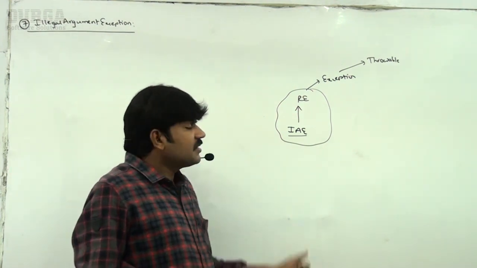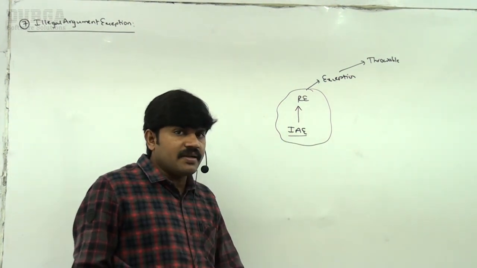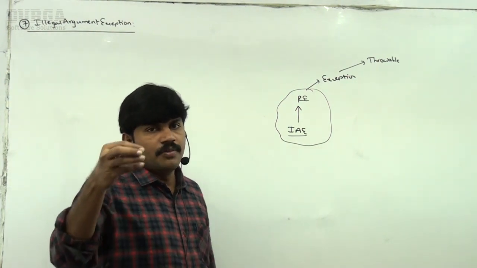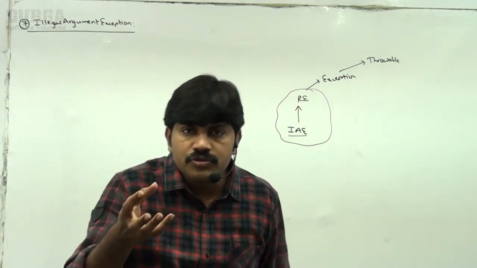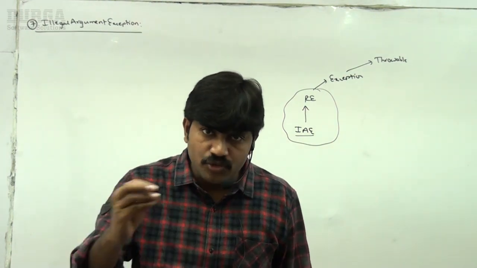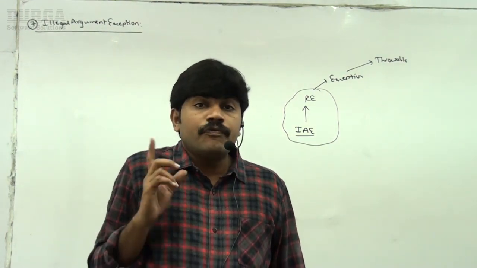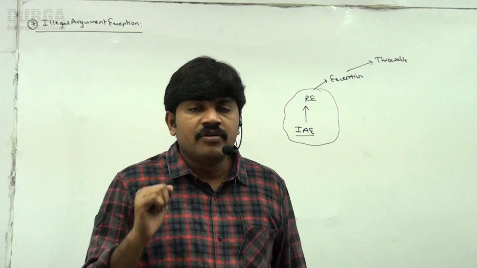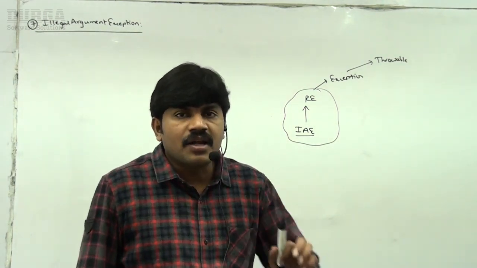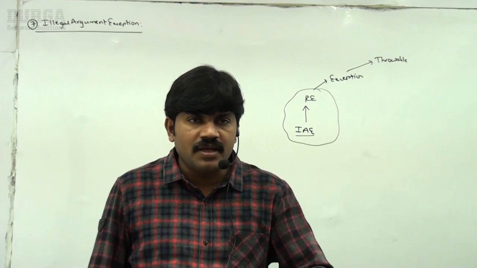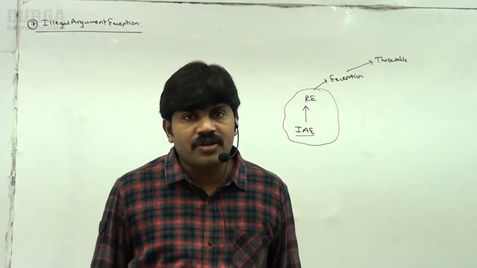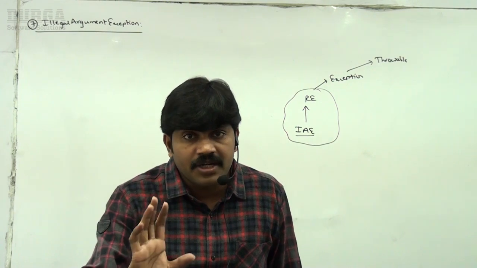First thing, sir, when will we get illegal argument exception? Very simple, sir. Illegal argument. Usually we are passing arguments to methods and constructors. If we are invoking a method with an illegal argument, then we will get illegal argument exception. The name itself indicates we are calling a method with an illegal argument, then obviously we are going to get illegal argument exception.